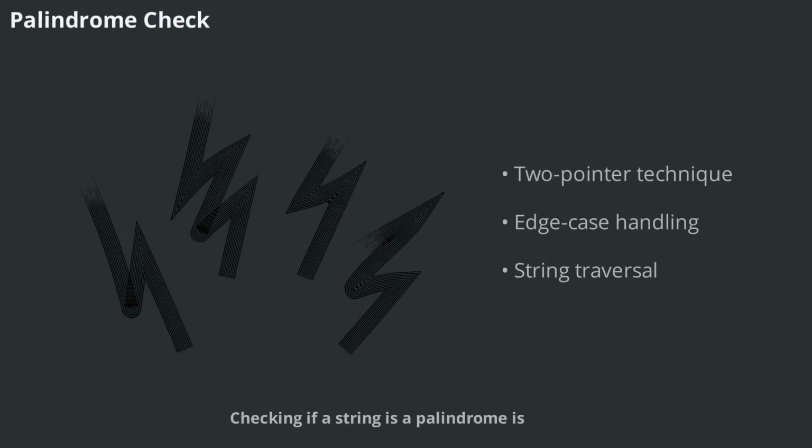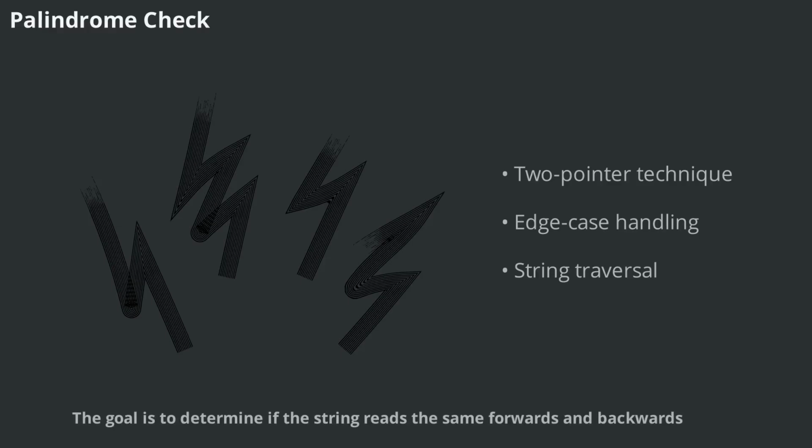Checking if a string is a palindrome is a favorite in both beginner and advanced interviews. The goal is to determine if the string reads the same forwards and backwards. This question tests your ability to use the two-pointer technique and handle edge cases. It's a quick way for interviewers to see if you can traverse strings efficiently and write clear, logical code.